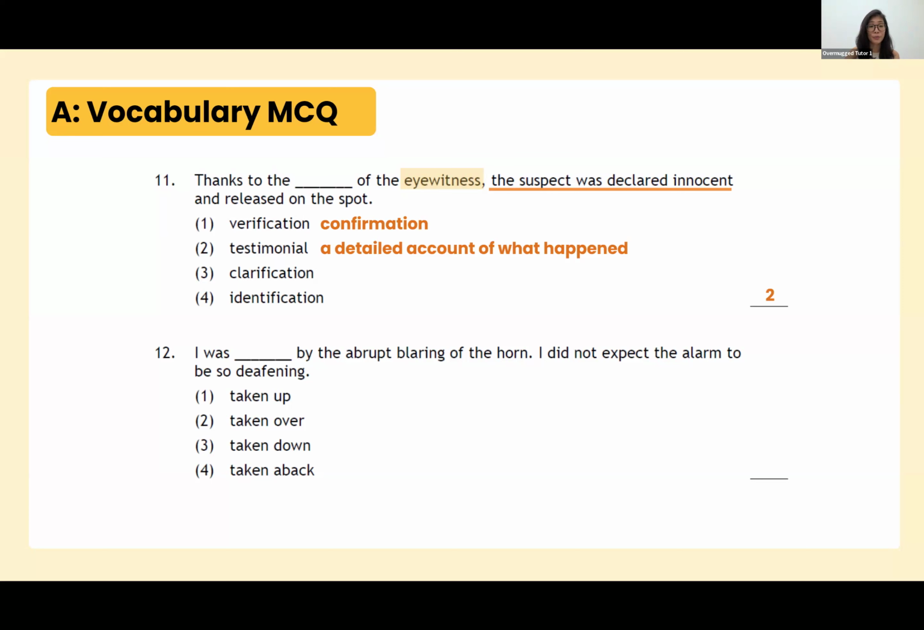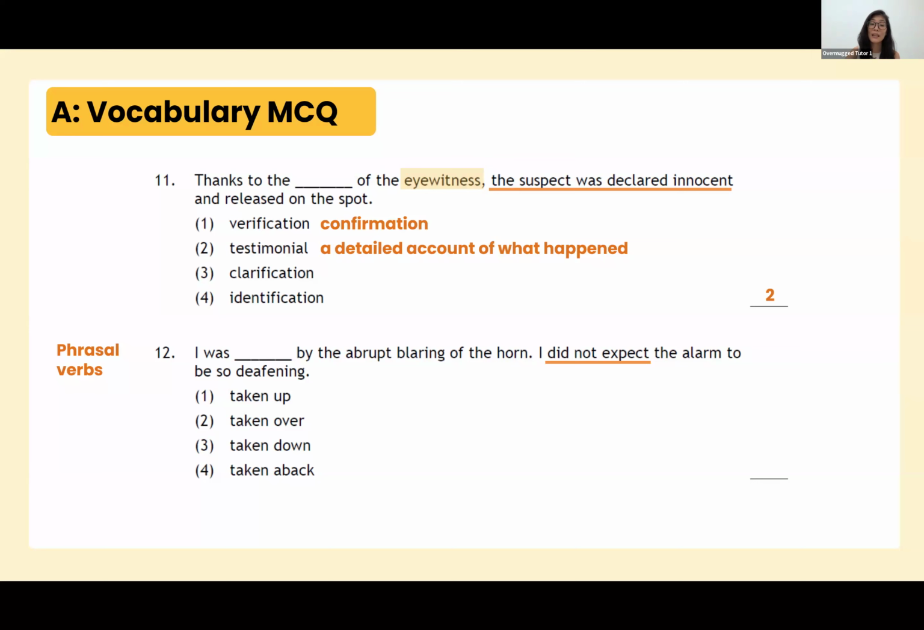Question number 12. I was blanked by the abrupt blaring of the horn. I did not expect the alarm to be so deafening. In this case, when you did not expect something, it probably means you're shocked or surprised. So for question number 12, if you take a look at all the options given, they are all phrasal verbs. And they all have a different meaning. So let's take a look at them.